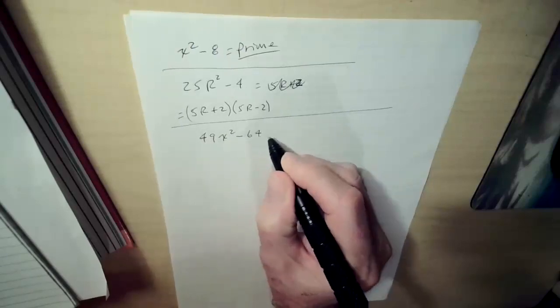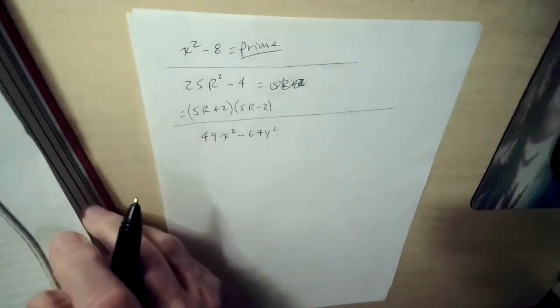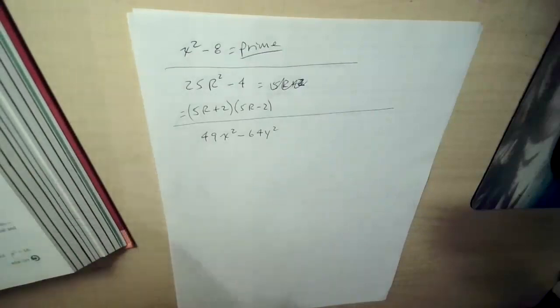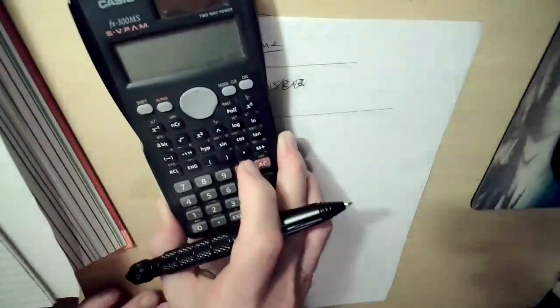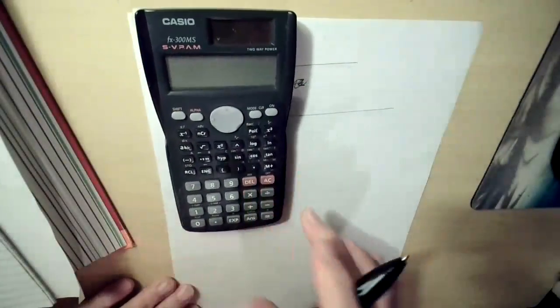Now this is about as difficult as he's getting. It's really not all that difficult. 49x squared minus 64y squared.